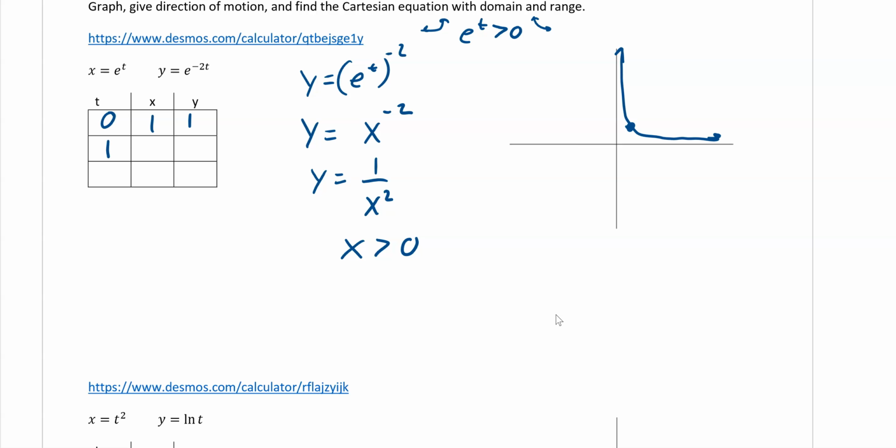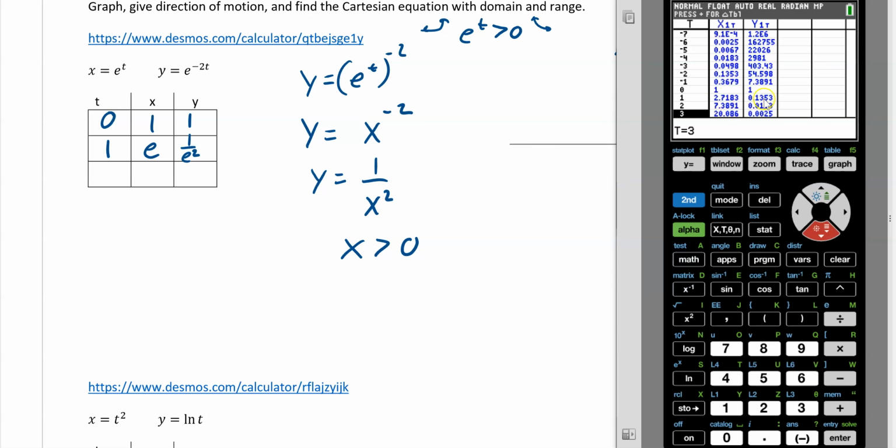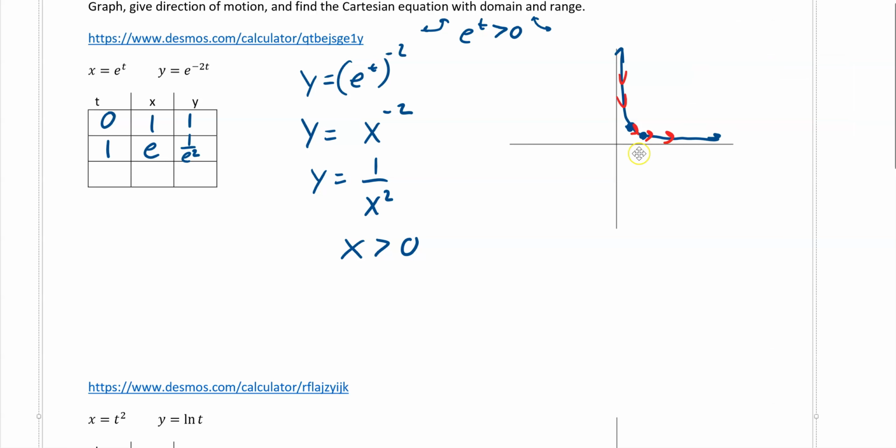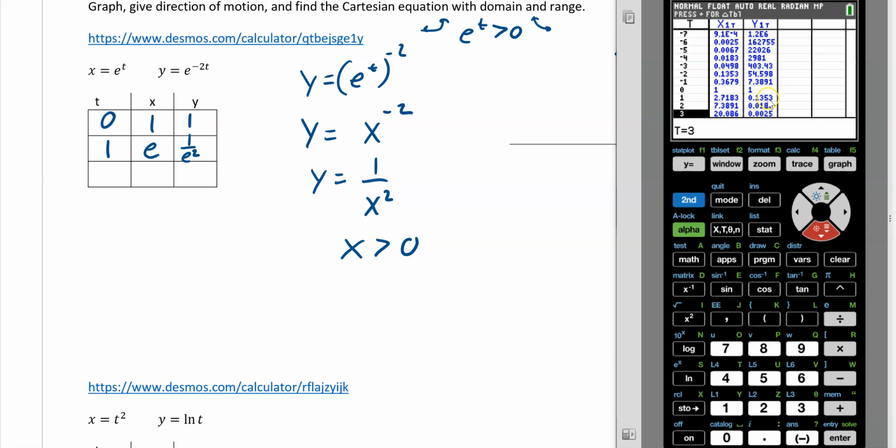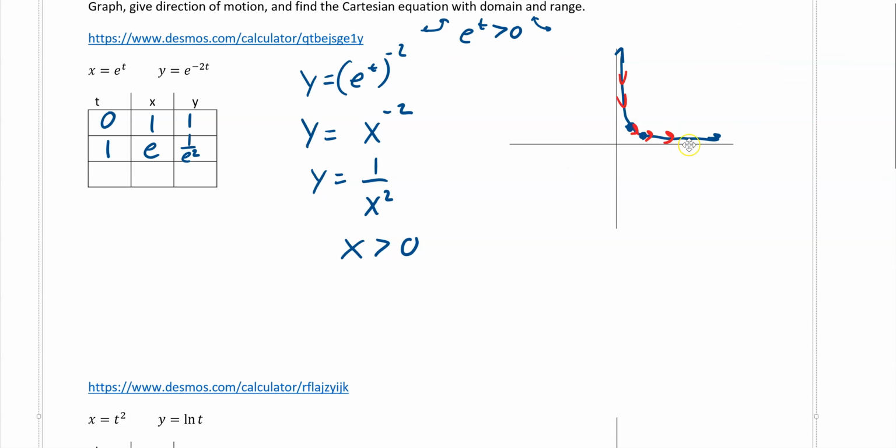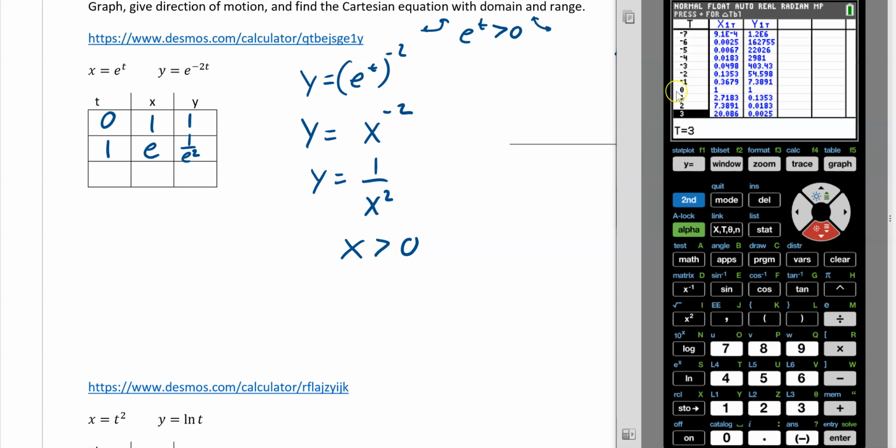So this would be 1. So if I plug in 1, I'd get e. And if I plug in 1 here, I'd get e squared as a denominator. So 1 over e squared. So that's my 2.7. So you can see we're going this direction here now. I'm right here. So we already have the direction. We're going that way, which means that is the direction on our shape. And if you pull up the calculator, you'll see that as well. You can see that as our x increases this way, our y is getting smaller.